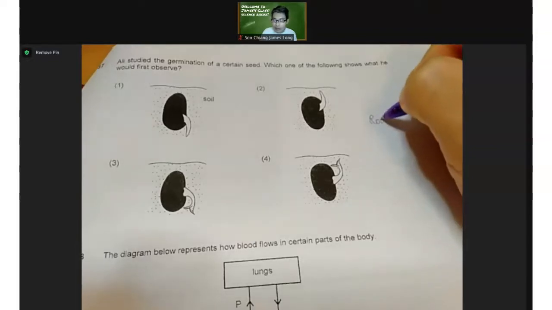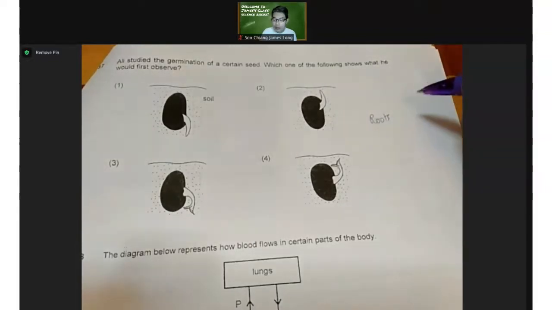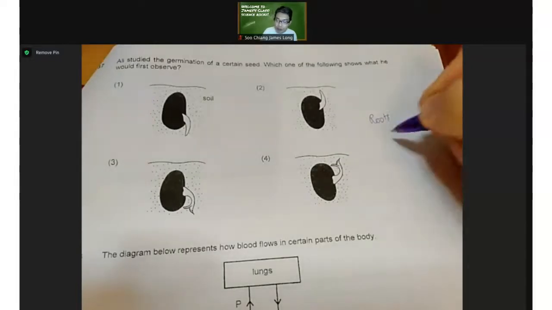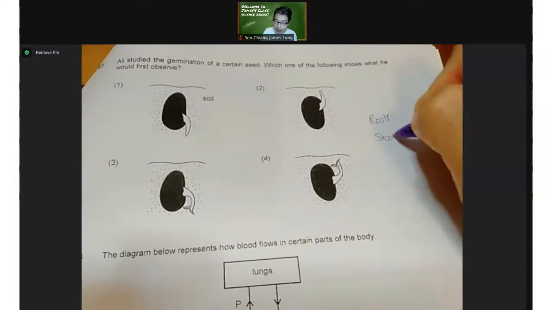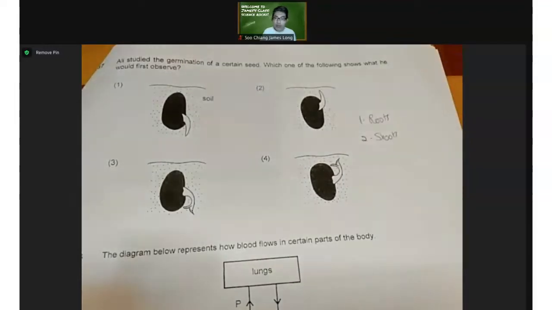Roots come out first. Very simple, because the plant needs water. So the roots will come out and start absorbing the water from its environment. And next will be the shoots. First is the roots, then the shoots. The shoots are also important because they need to grow up above the ground to develop leaves.